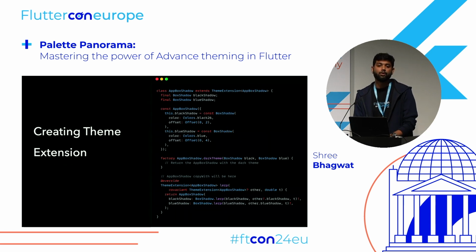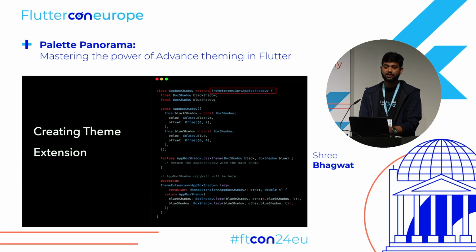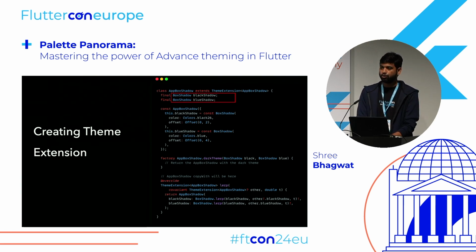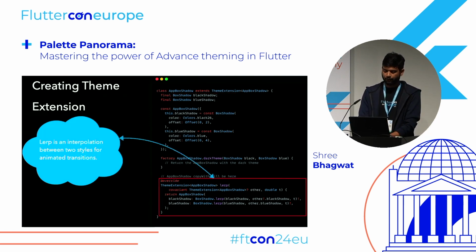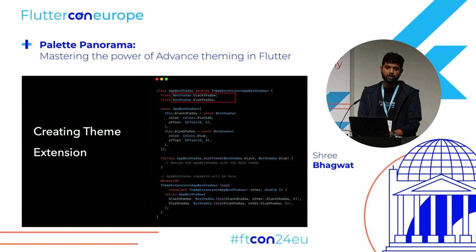So how can we create a theme extension? I'm creating a shadow theme. Let's say I want an app box shadow. I've created a class called AppBoxShadow, which extends ThemeExtension, and of course the type is again AppBoxShadow. I have created two variables: one is the black shadow and one is the blue shadow. At some places I want a black shadow for the card, and at some places I want a blue shadow. I have defined a constant below for how the black shadow and the blue shadow will be.